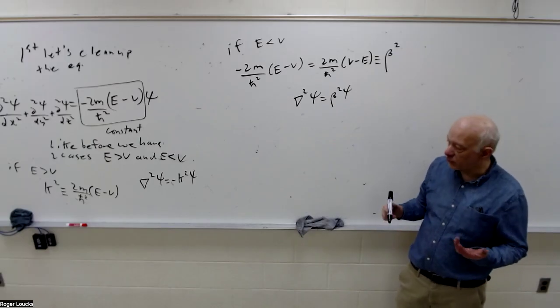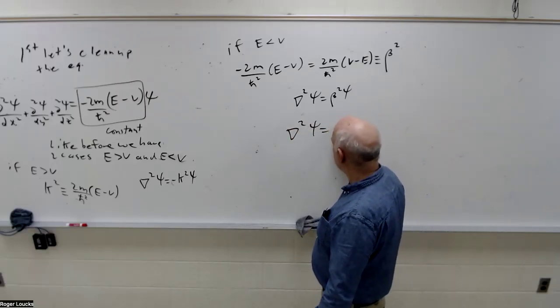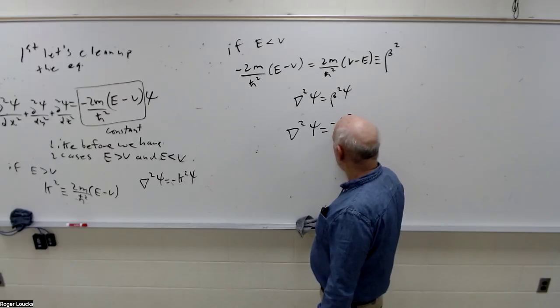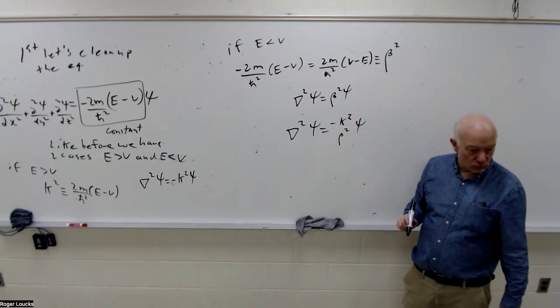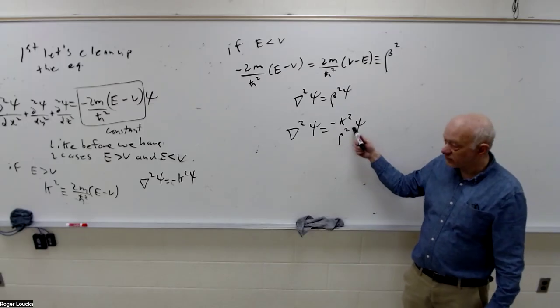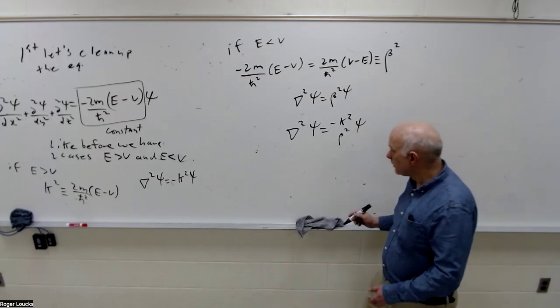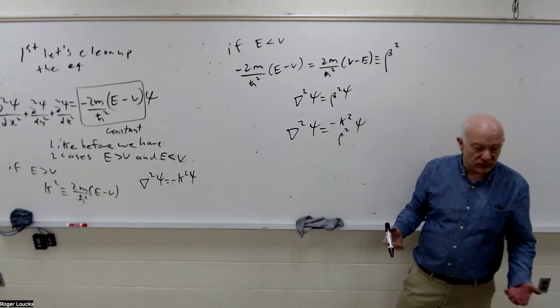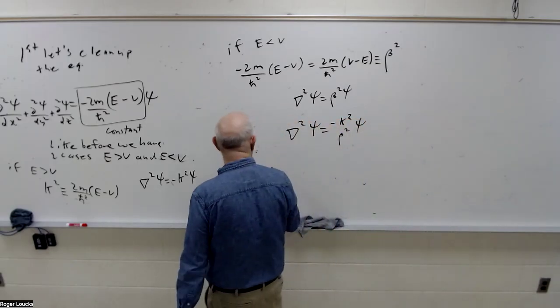So in other words, when I write this, I can have this being either minus k squared or beta squared times psi. I can have one of those things. The main thing is that this is a constant. Make sense? So let's go through and do it. I'm going to do the minus k squared because that's going to be the one we're going to use the most.